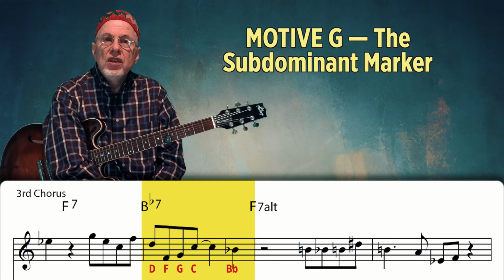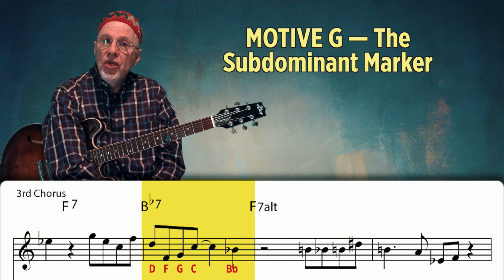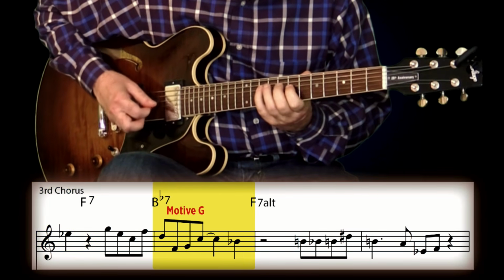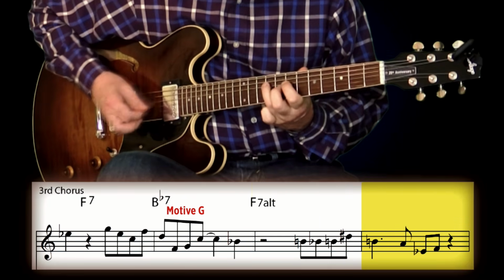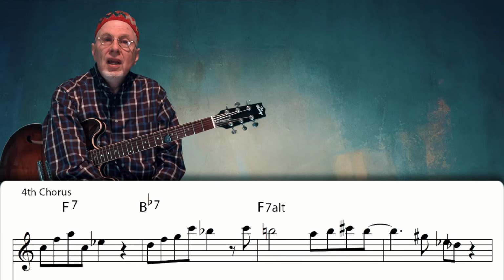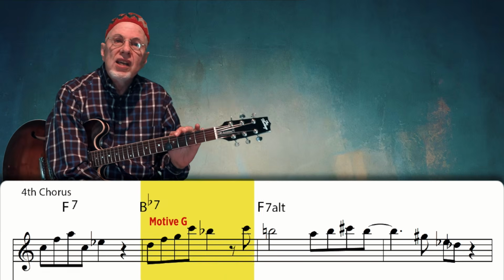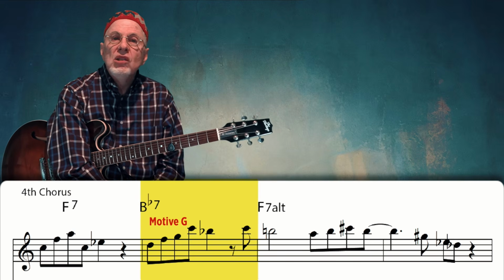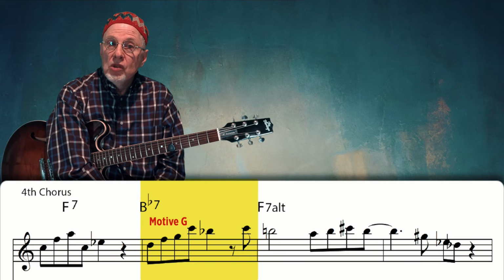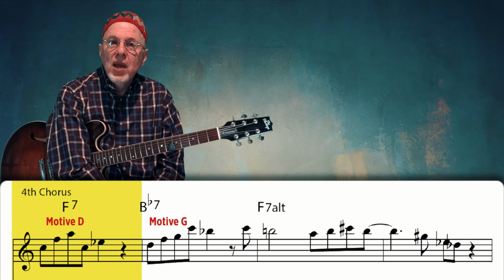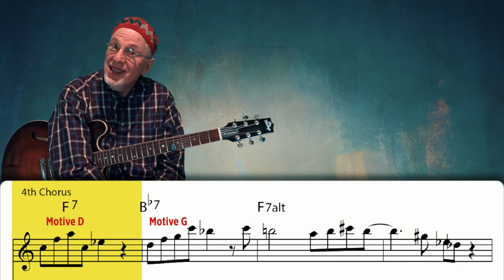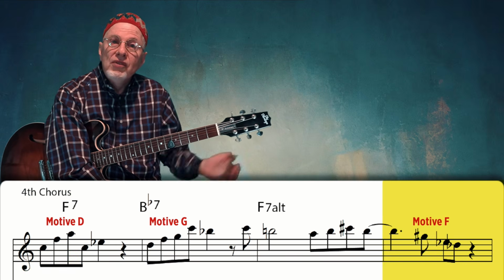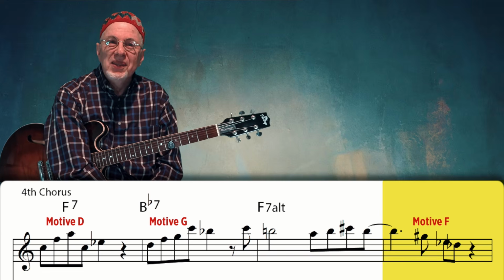And here it is over the second measure of his third chorus. And here it is once again over the second measure of his fourth chorus, only played in a higher register. Also notice motive D in the first measure. Remember the triad in second inversion? And of course on the fourth measure, we have Trane's rhythmic phrase ender.